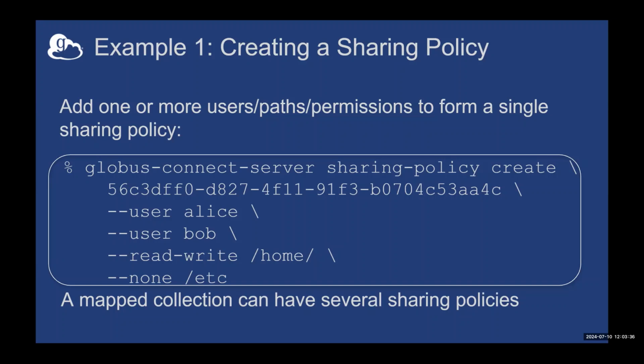For a single sharing policy, you can have any number of user values and any number of these path permission values, practically speaking. There's a technical limit, but it's quite large, and you're unlikely to run into it. And finally, we can create any number of sharing policies for a specific map collection, and they will be effectively combined at runtime to determine a given user's sharing restrictions.